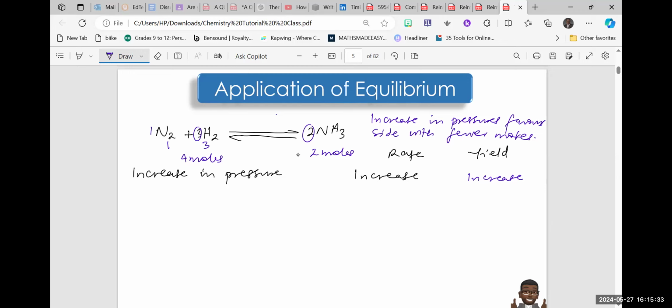So in exams, these are questions that you possibly could be asked, right? They could ask you to explain the effect of an increase in pressure or an increase in temperature on the yield in the Haber process. So you're going to tell us what will happen, then you explain why it's going to happen. What will happen is that there will be an increase in yield. Then the next thing is, why would there be an increase in yield?